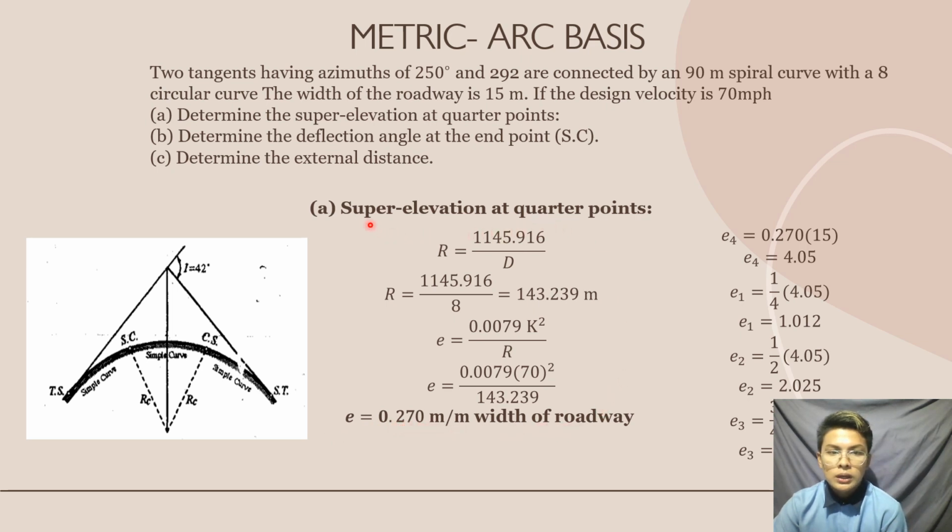So in this problem, we must get the values at quarter points. Quarter means 4, right? So next we will get E4 is 4.05, E1 is 1.012, E2 is 2.025, and E3 is 3.037.